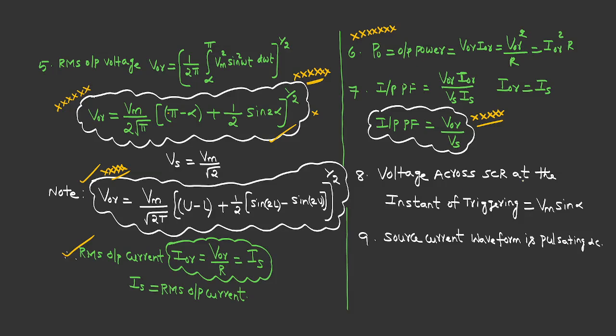Then, what is the voltage across the SCR at the instant of triggering? The voltage across the SCR at the instant of triggering is Vm sin alpha. Important: the source current waveform is pulsating DC. For every half wave rectifier, there is no need to memorize the source current waveform; I already explained in the input performance parameters that for all half wave rectifiers, with any load, the source current is pulsating DC. You have to remember that.